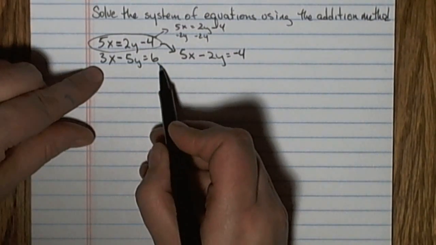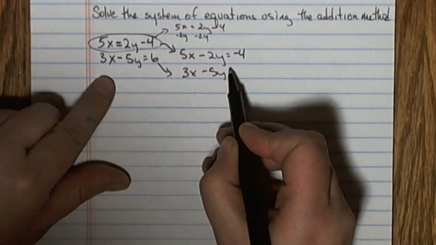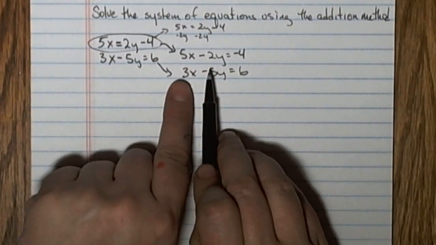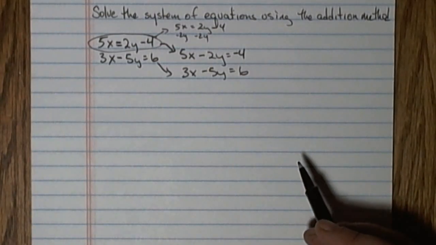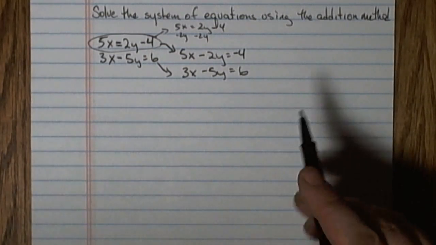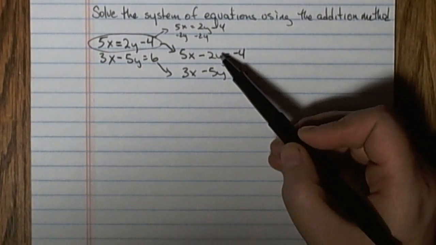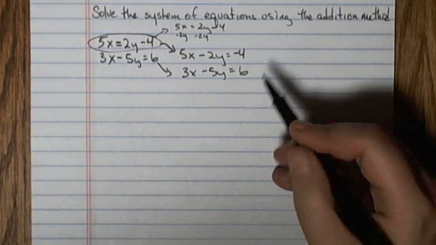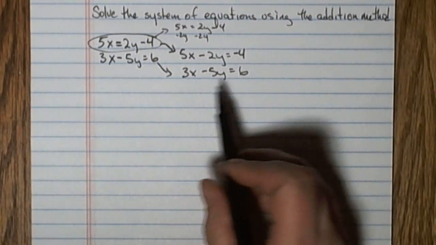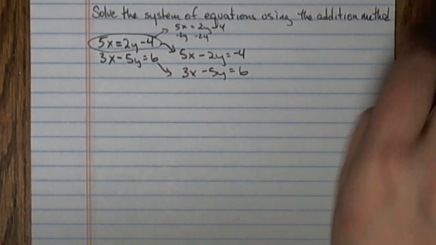And now when I write the second equation underneath it, 3x minus 5y equals 6, I have everything lining up: the x's, the y's, the equal sign, and the constants. So now I'm ready to start using the addition method. And again, like the last two examples we've done, there is not a constant that I can multiply either of the equations by that would set me up for my elimination. So I'm going to have to actually change both equations.